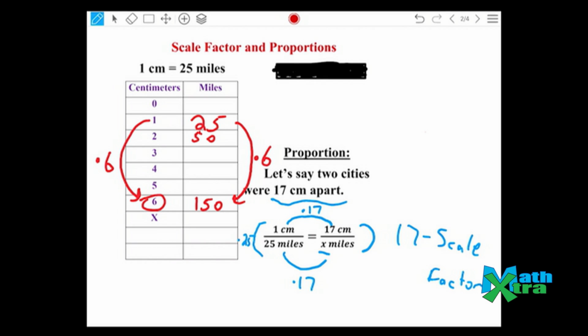So if we're going back to solve our problem now, 1 times 17 is 17 centimeters. 25 times 17 is 425 miles. Ready to hear how I did that one? 17 times 25. 4 times 25 is 100. There are 4 4s in 17, so that's 400 plus one more, because it's 17, not 16, so 425. Isn't math great?